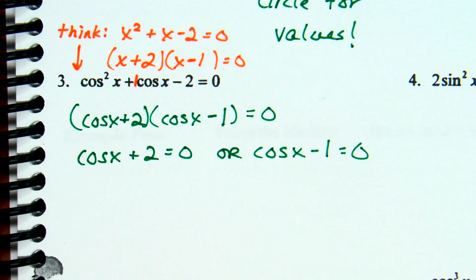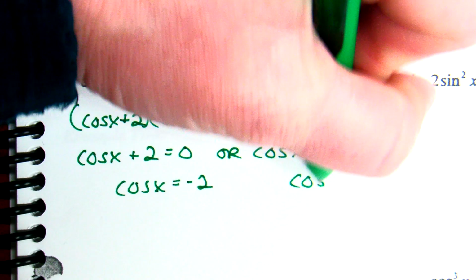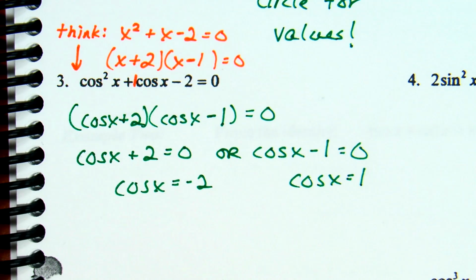Okay. So subtract the 2. Cosine x equals negative 2. If you want to go ahead, add the 1. Cosine x equals 1. And now we're kind of up to like problems 1 and 2, yes? At what angle does cosine equal negative 2? And at what angle does cosine equal 1? Those are the pieces we have to figure out.